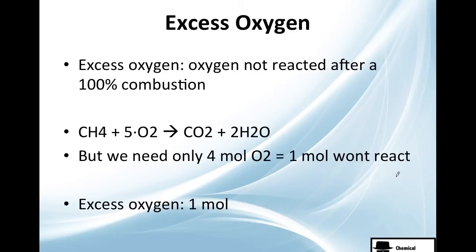Now, the excess oxygen is the oxygen that does not react after a 100% combustion, and it's always over. You'll have extra. So what happens when we add not 4 moles, but 5 moles of oxygen? You will be having also, I don't put it here because it's not that chemically correct, but you have 1 mole here left. So we use 4 moles for the combustion, and we have 1 mole that did not react. The excess oxygen is 1 mole.